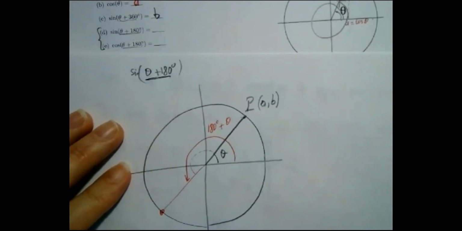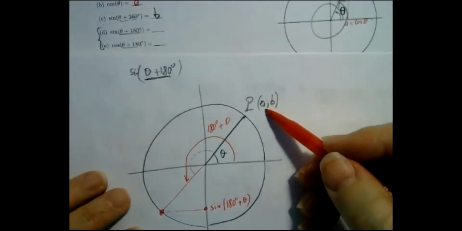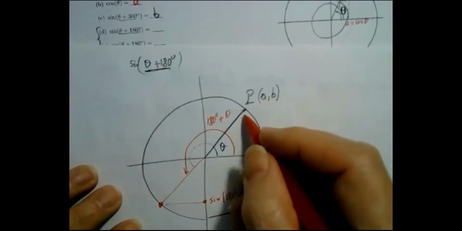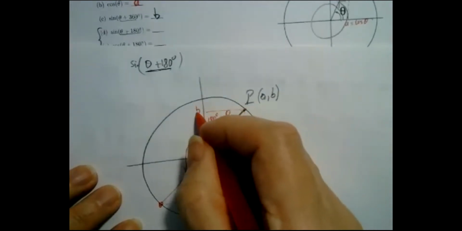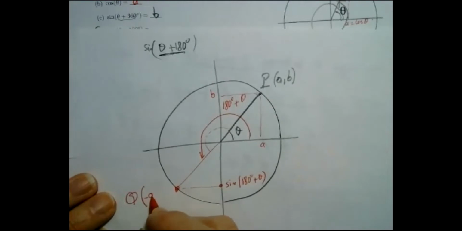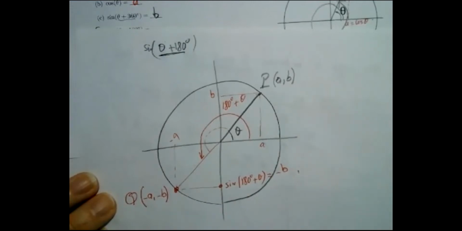That's the angle. Now I want the sine. That's our definition, so this is the sine of 180 plus theta. Now in terms of A and B, if this is A and this is B, by symmetry, what's this point? It's minus A, minus B, because I have total symmetry. So this is minus A and this is the minus B, the symmetry of the circle.